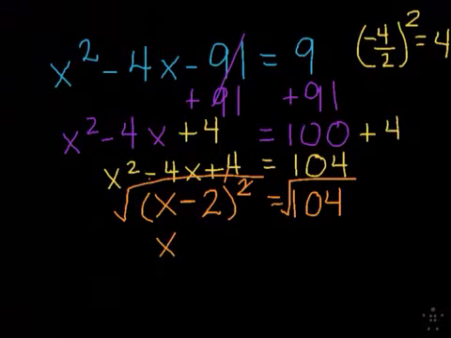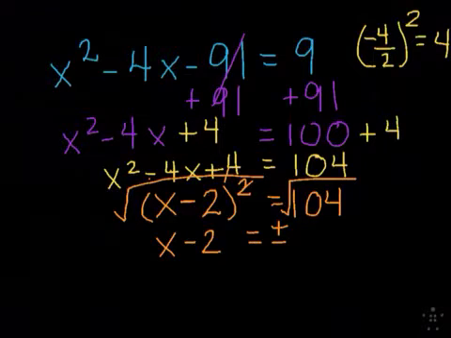So that's x minus 2 equals plus or minus the square root of 104. Remember, see if you can simplify the square root. The square root of 104 simplifies to 2 square root of 26.